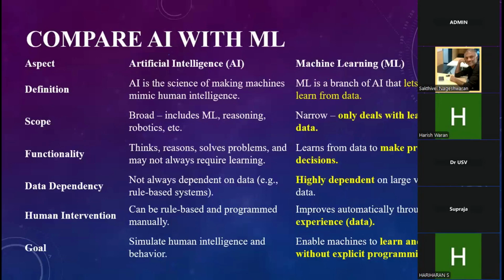And next, data dependency: of course, it is highly dependent on a large volume of data. It will always be dependent on data in order to make a decision or prediction or classification also. And next, we come to human intervention. It improves automatically through the data. And the last one is the goal: learn and adapt, very important, learn and adapt without explicit programming.